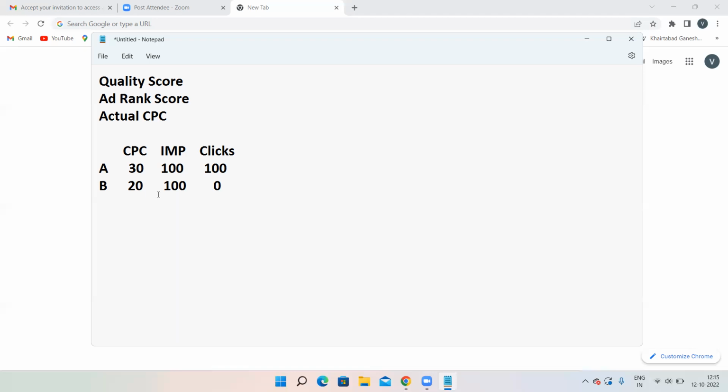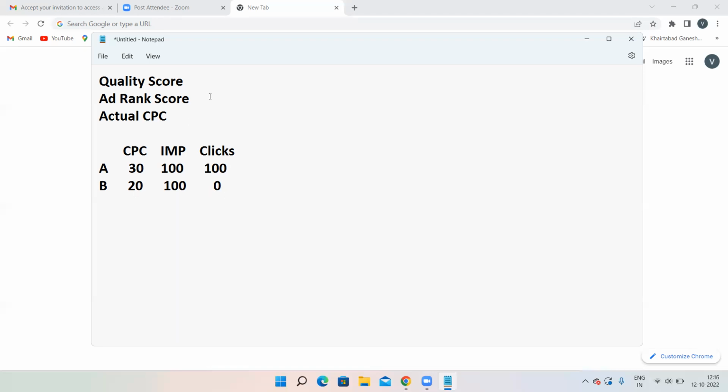I have told you 100 people searched for the same keyword. So A's advertisement is appearing and B's advertisement is appearing. Think of B as searching for the same keyword, and both advertisements appear to B. B will not click on its own advertisement, right? It wants to exhaust the daily budget of A, so obviously it will be clicking on A's advertisement. So B has clicked on A's advertisement 100 times instead of clicking on its own advertisement.